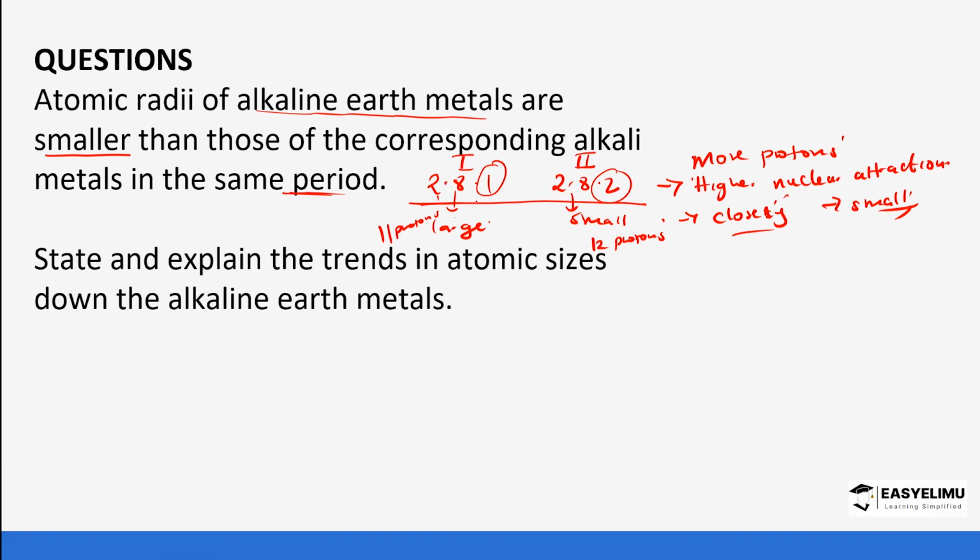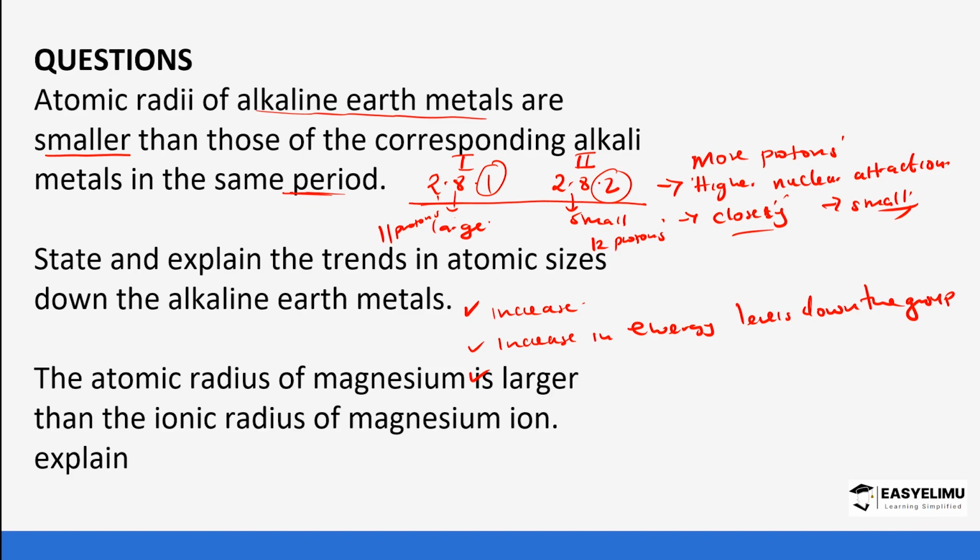And then state and explain the trend in the atomic sizes down the alkaline earth metals. So the atomic sizes increase down the group because there is an increase in energy levels down the group. And in this case, you're not going to talk about the increase in the nuclear attraction because you're not talking about the ion.